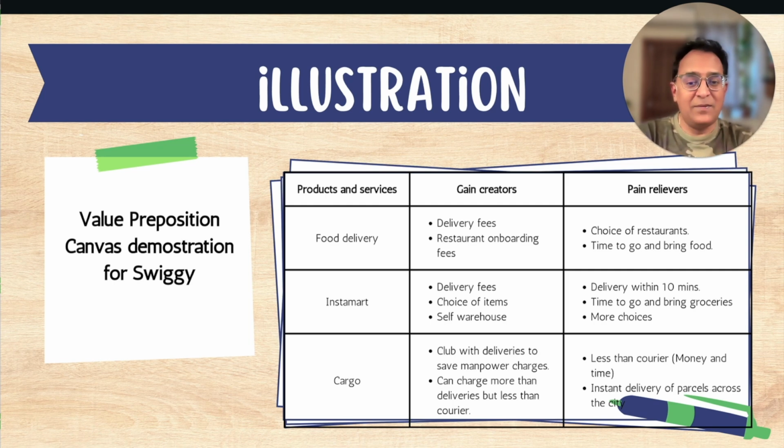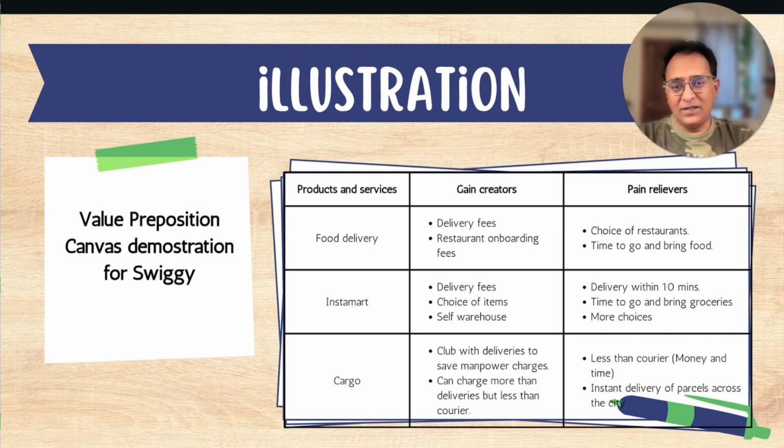Now they have Instamart and they have Cargo, so you can look at them. Delivery fees, again, choice of items, they have their own warehouses, they need not go to a shop and buy. These are all the gain creators for the organization. Pain relievers: delivery within 10-15 minutes, time to go and bring groceries is saved, and I have many more choices than getting stuck with what is available in the shop.